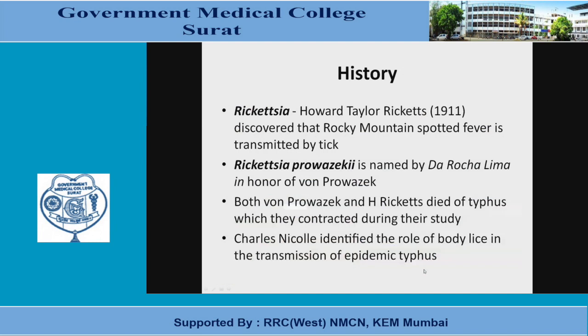So in the history, rickettsia was identified by Howard Taylor Ricketts, who discovered that Rocky Mountain spotted fever is transmitted by tick. Rickettsia prowazekii was named by da Rocha Lima in honor of von Prowazek. Both von Prowazek and H. Ricketts died of typhus, which they contracted during their study. Charles Nicolle identified the role of body lice in the transmission of epidemic typhus. So this was the history of the Rickettsia.